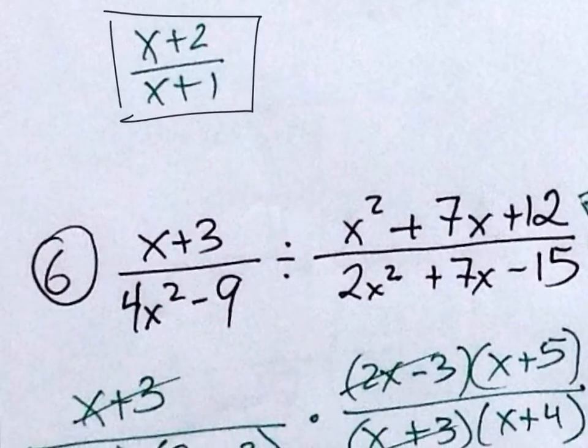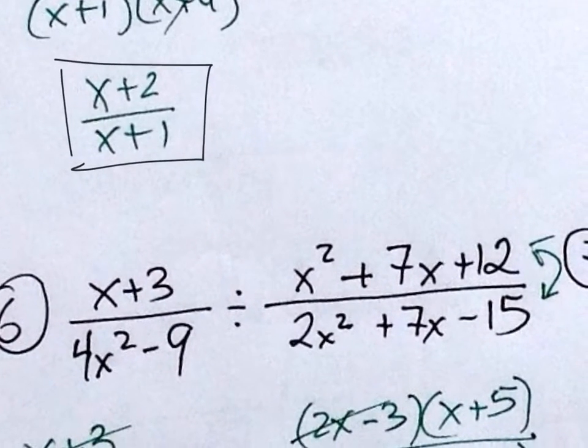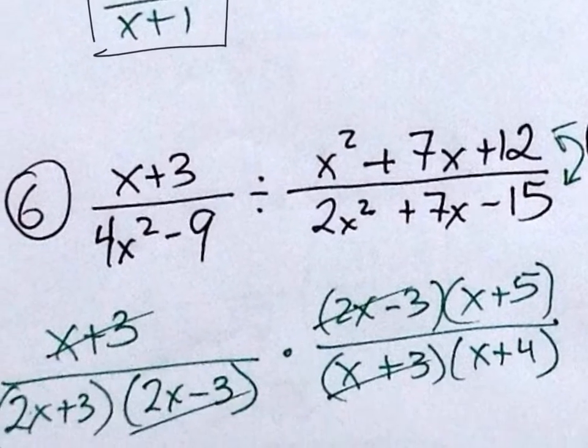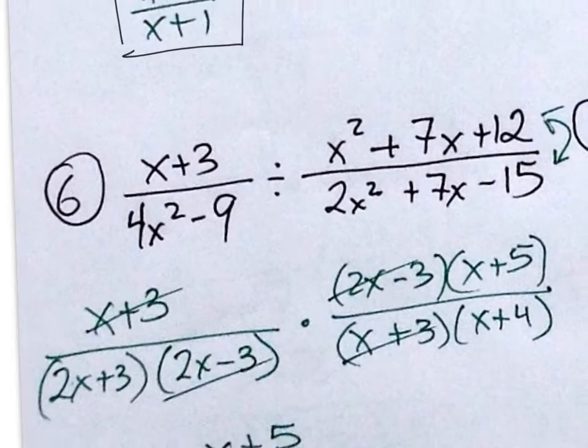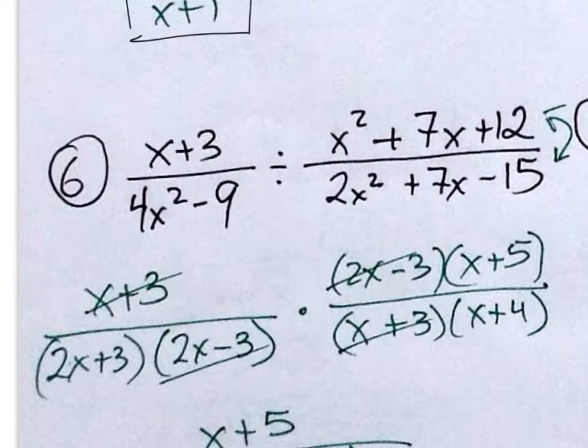Number 6. Similar sort of situation. We have a rational, but this time it's divided by a fraction, which is the same as multiplying by the reciprocal. So what I did is I factored this and wrote it up top, just in one big step. I was worried about running out of space. So I factored this, put it up top, factored this, put it down below.